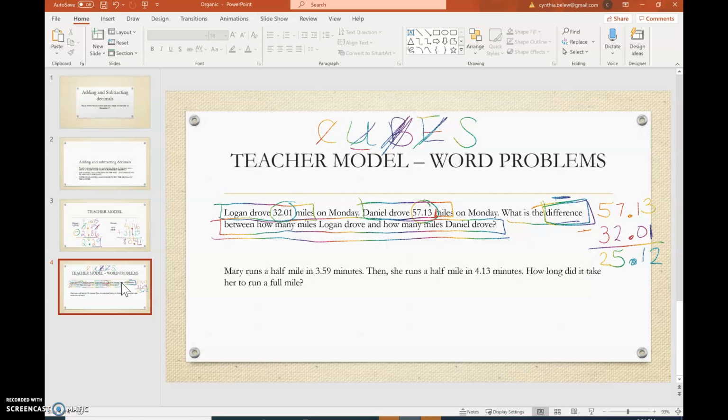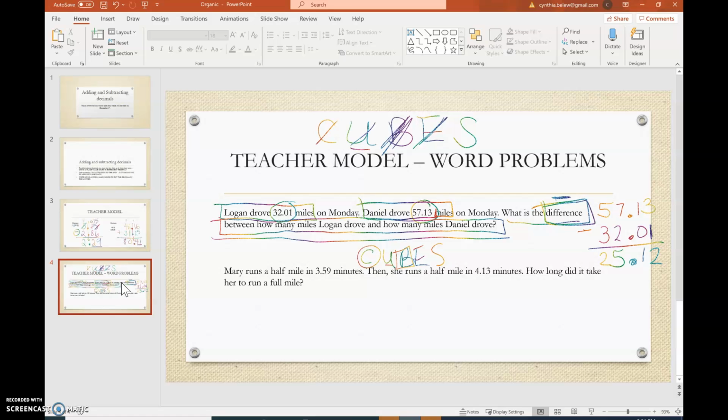So same thing with the next one. I'm going to write cubes above it so I remember to circle my numbers, underline the question, box the keywords, eliminate any additional information, and solve by showing my work. First, I have to read it. Mary runs a half mile in 3.59 minutes. Then she runs a half mile in 4.13 minutes. How long did it take her to run a full mile?